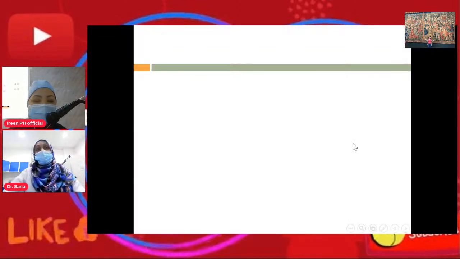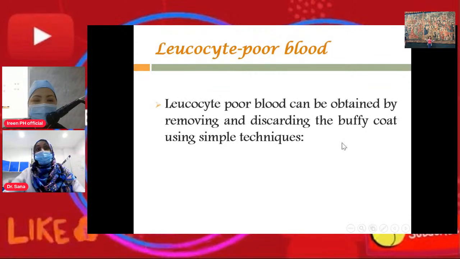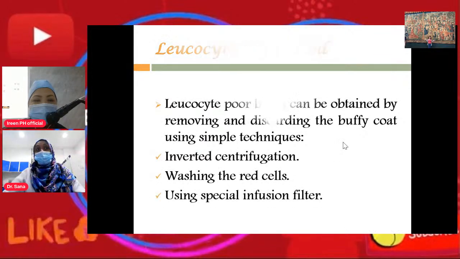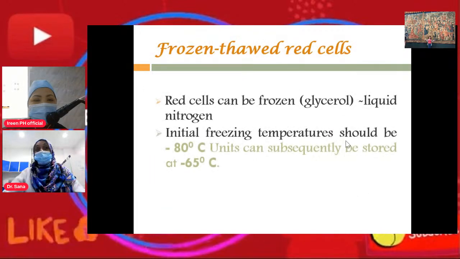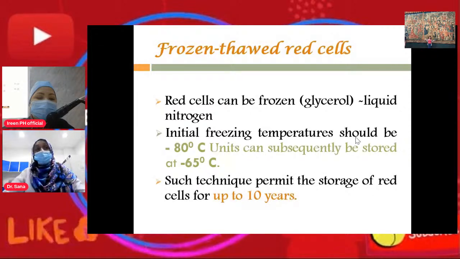Frozen red cell. Red cell can be frozen using liquid nitrogen, initial freezing. The red cell may be frozen at minus 80 to minus 65. This permits storage of red blood cell for up to 10 years. So it is used to store the red cell for several years.